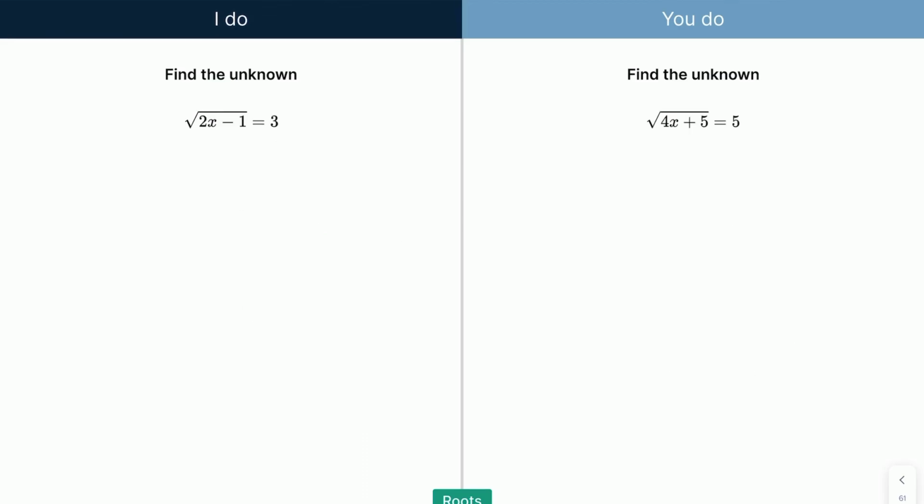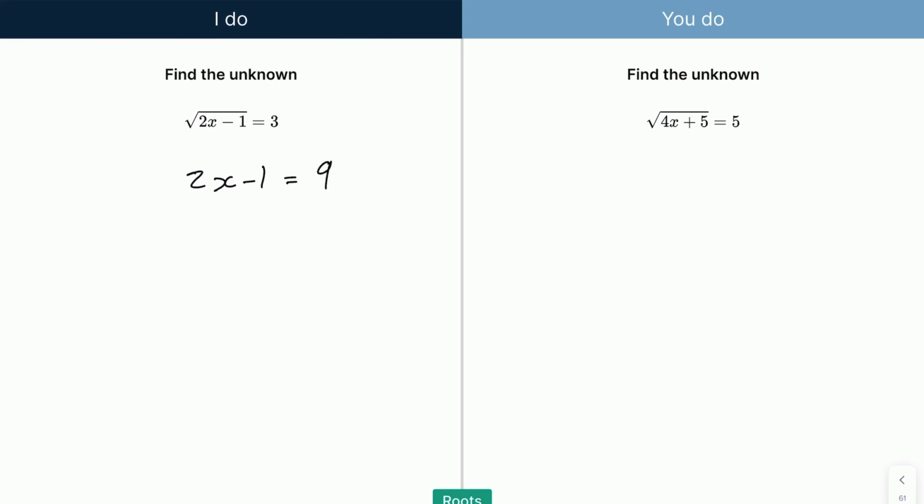Now, with this one, getting the x on its own is always the goal. But this whole thing sits inside a square root. So the first thing you want to do is square. And then when you square each side, this is what happens. You end up with this. Okay? And we can tidy this up. In fact, we can write this 3 squared as 9. Now that square root's gone.